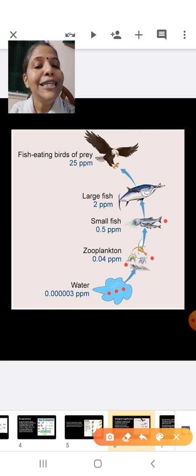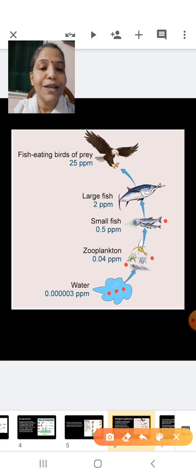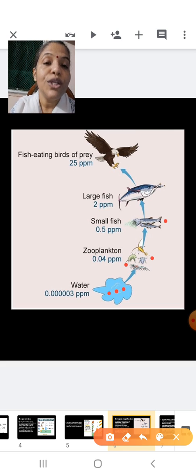So in zooplankton it is 0.04 ppm, and when it enters the body of the small fish, it is 0.5 ppm. Now you will ask why it has increased. Let me tell you, a small fish is not going to feed on just one zooplankton. It is going to feed upon around 100 or 200 zooplanktons, and those 200 zooplanktons all have the toxic materials. So the small fish gets toxic materials from all 200 zooplankton, and the amount of toxic substance in its body increases.